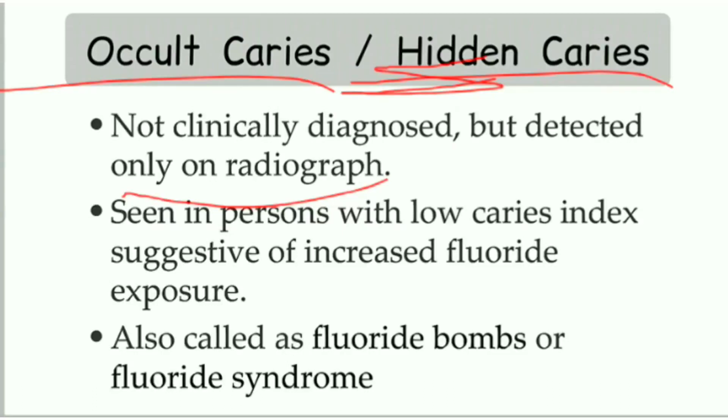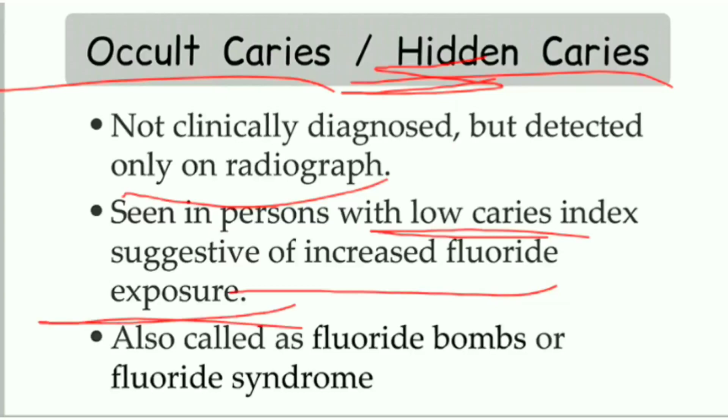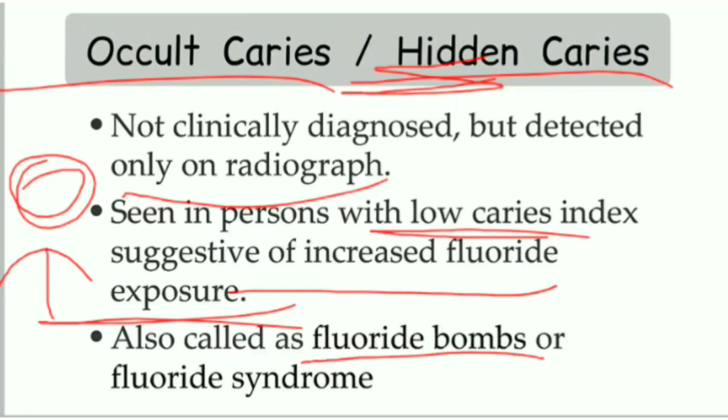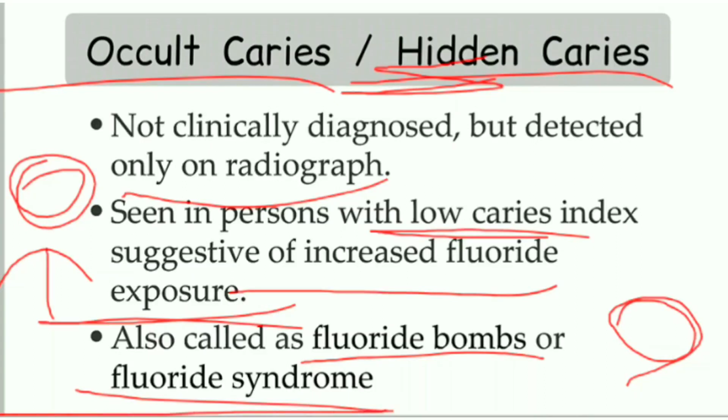It is seen in persons with a low caries index and is suggestive of increased fluoride exposure, because in those cases the fluoride exposure is very high, so the outer surface is not able to demineralize, but internal caries is progressing. It is also called fluoride bombs or fluoride syndrome. Because of the fluoride, the outer surface does not demineralize, so we do not see any lesion in the oral cavity, but internally the tooth is getting destroyed. That's why it is called fluoride bomb and fluoride syndrome.